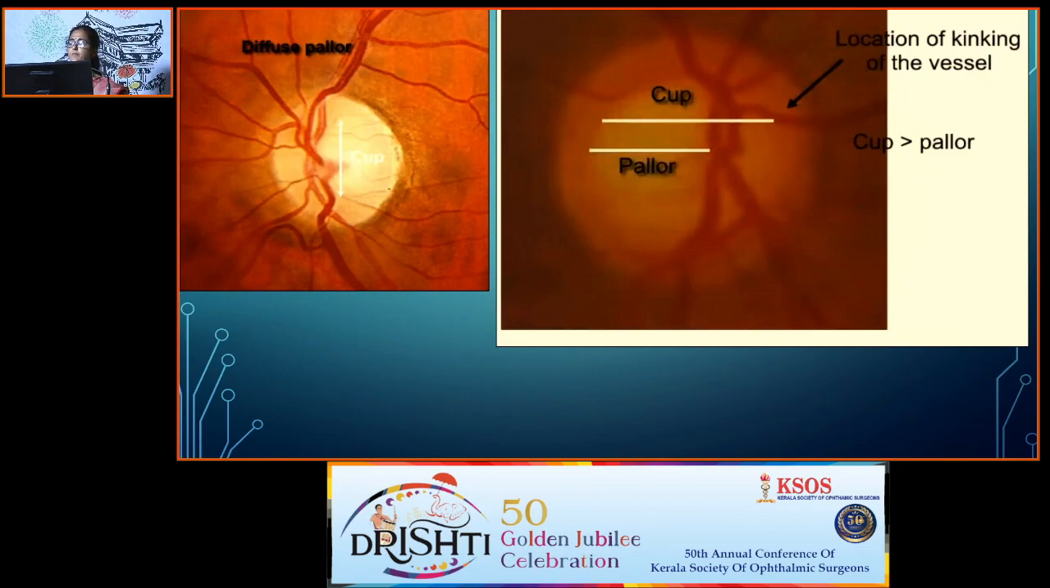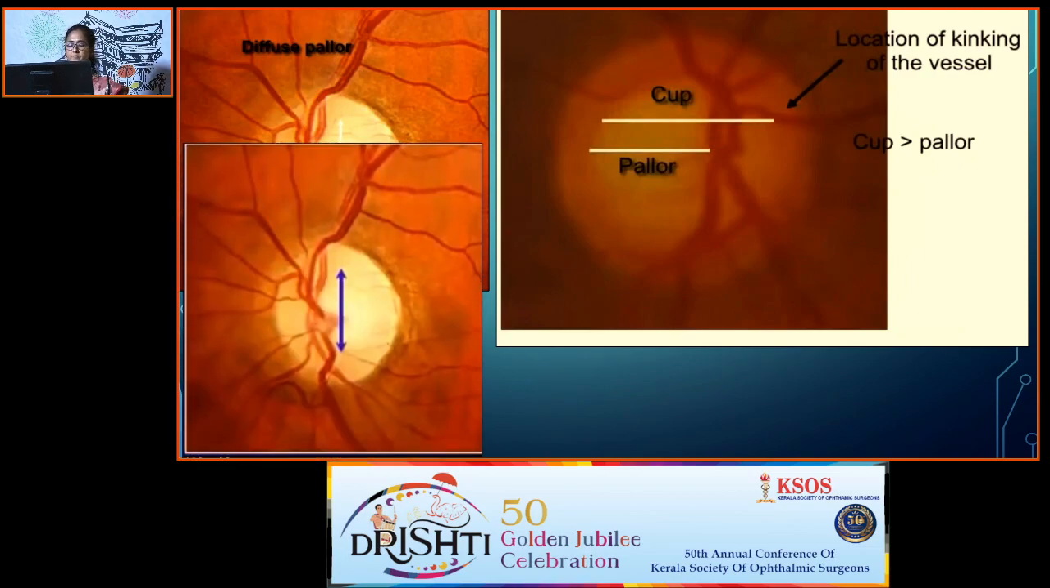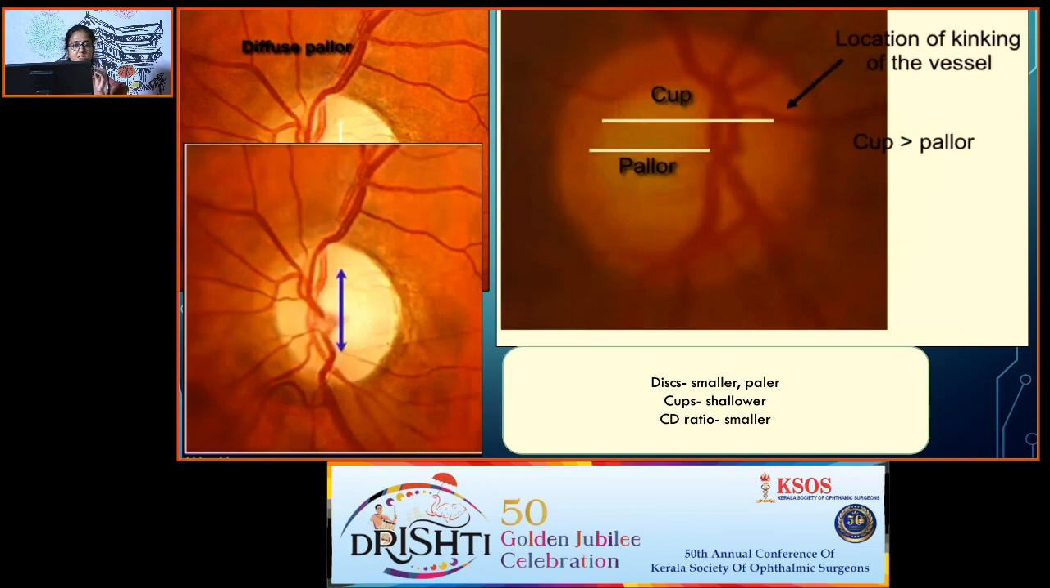What is this disc? Here you can look for the location of the kinky vessel. Here the cup is more. Cup is more than the pallor. This is also a glaucomatous cup. But what is seen here is the disc is very small, but it is paler. Cups are shallower. CD ratio is smaller. This can be more likely an acute congestive glaucoma.